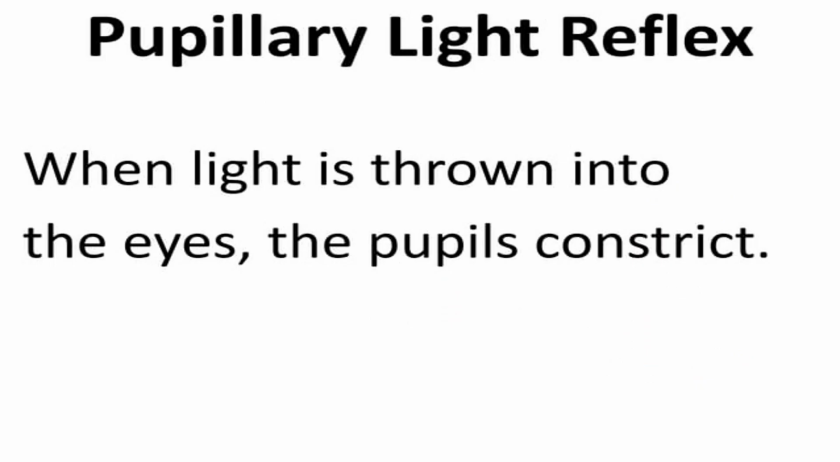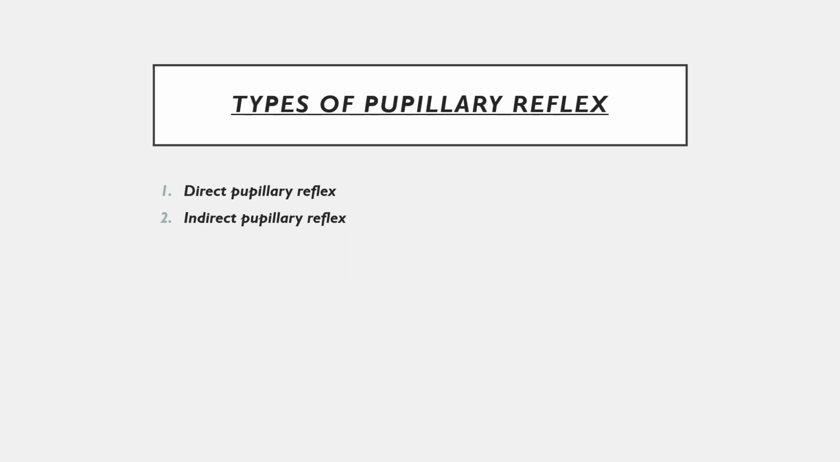And next, we have to know what is the pupillary light reflex. When light is thrown into the eyes, if we show the light to the eye, the pupil usually constricts. That means it becomes small. That is the light reflex. And the types of pupillary reflex are direct and indirect.